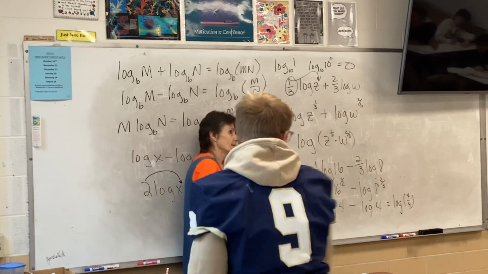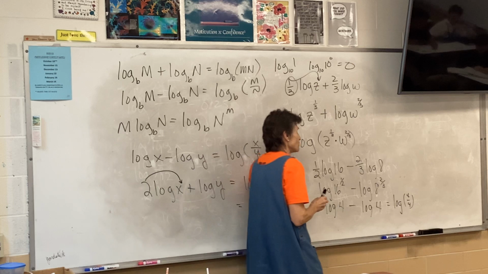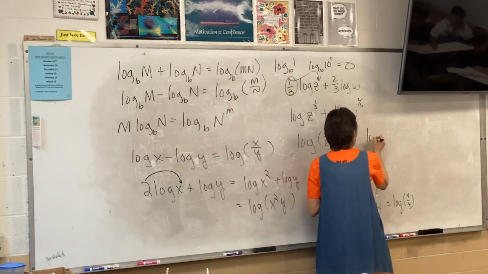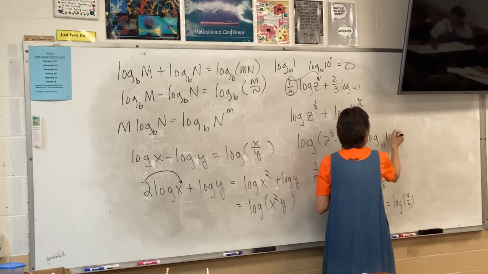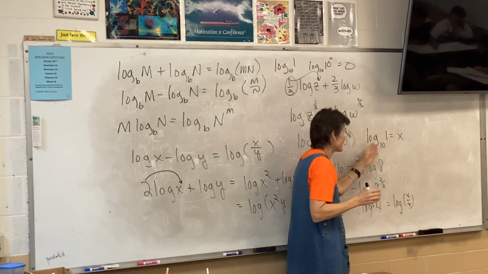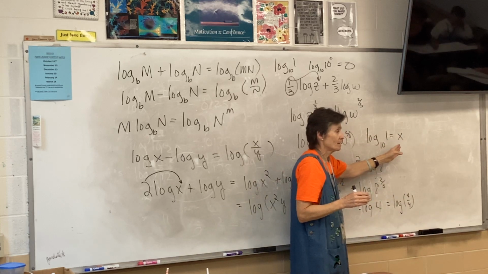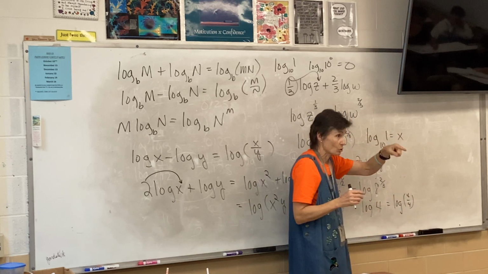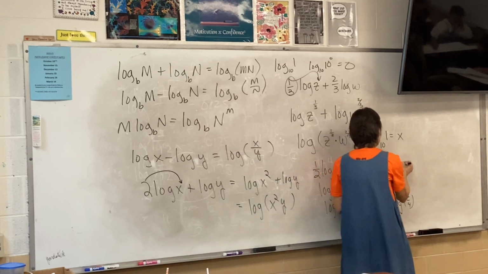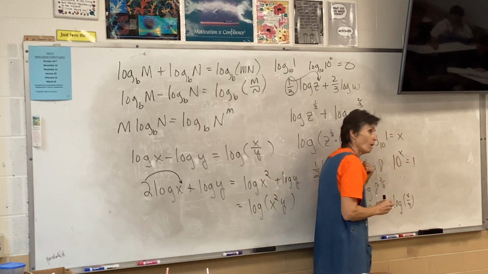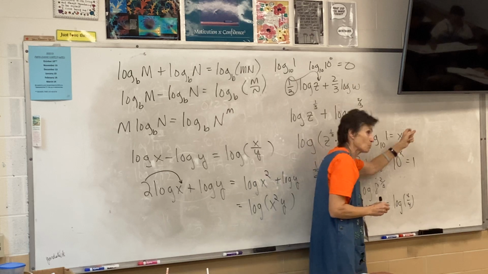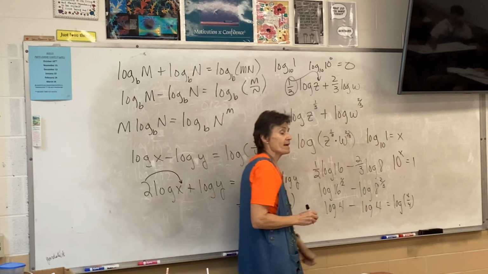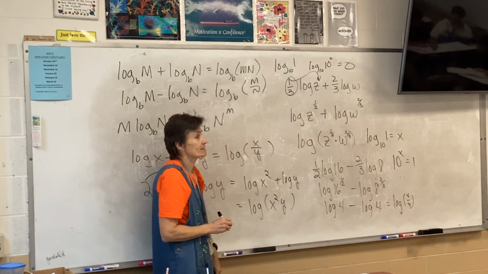Alright, let's look at it a different way. What if I said to you, the log base 10 of 1 is what? 10 to the x is equal to 1. Well, 10 to what power is going to give you 1? Oh, 0. That's why it's 0. Gotcha. The answer to the problem is 0.